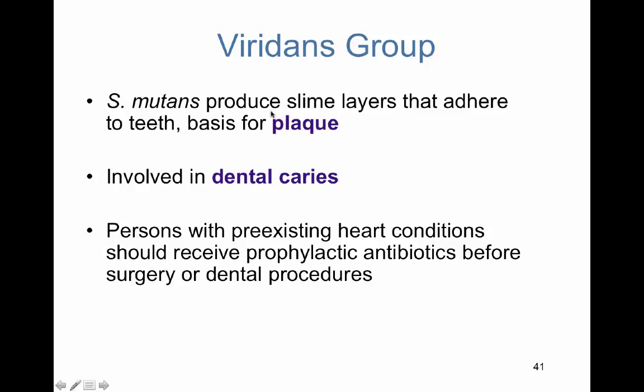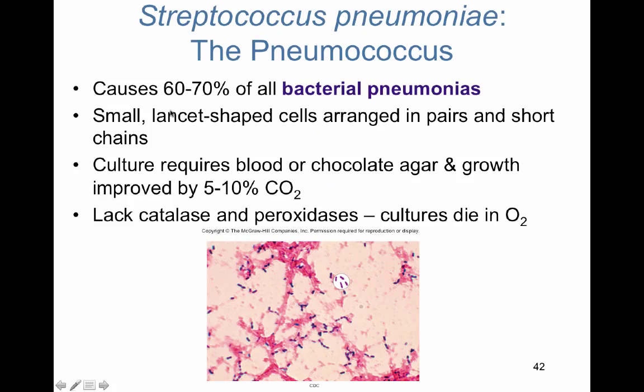So for anyone who has had a cavity or will develop a cavity in the future, Streptococcus mutans is the causative agent of dental caries. It forms the foundational layer of a biofilm on the surface of the tooth, and it's the basis for plaque. People with pre-existing heart conditions should receive prophylactic antibiotics before surgery, as I mentioned before, dental procedures, to prevent these bacteria from spreading to the blood and to the heart.